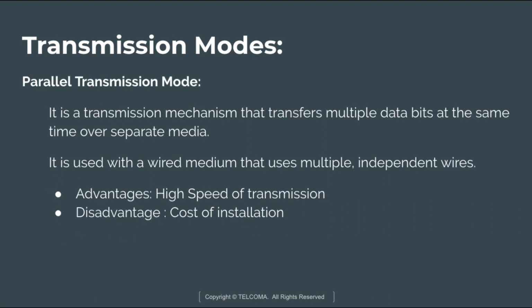Starting with the parallel transmission mode. It is a transmission mechanism that transfers multiple data bits at the same time over a separate medium. It is used with a wide medium that contains multiple independent wires, so that the signals on all wires are synchronized and a bit travels across each wire at precisely the same time. To make installation and troubleshooting easy, the wires of parallel transmission systems are placed in a single physical cable. The advantage of this system is that it provides high speed of transmission, but the disadvantage is that the cost of installation is very high.